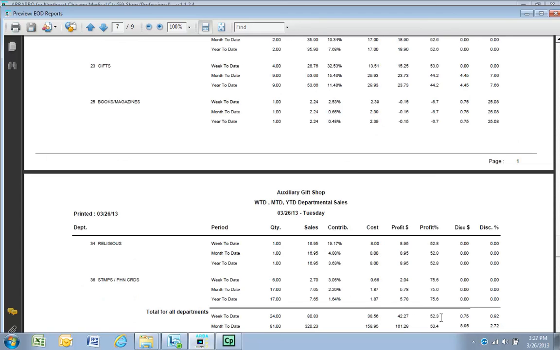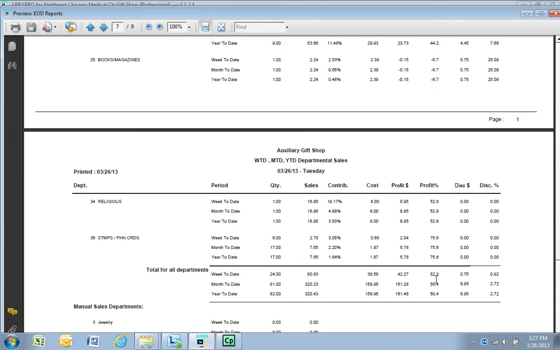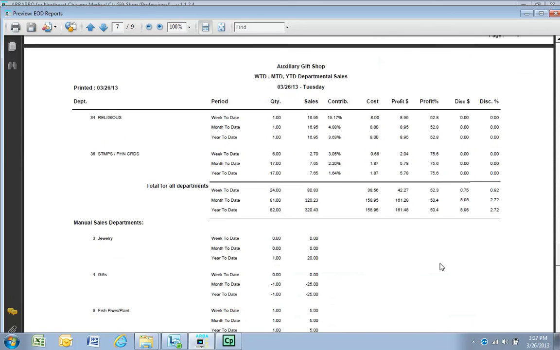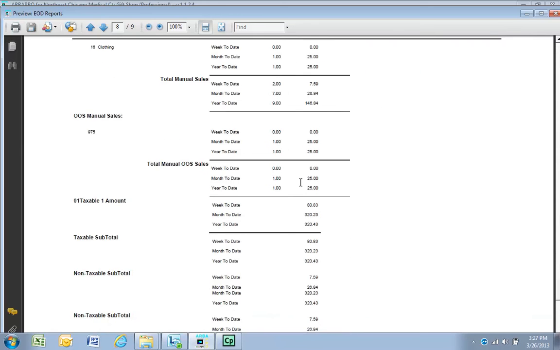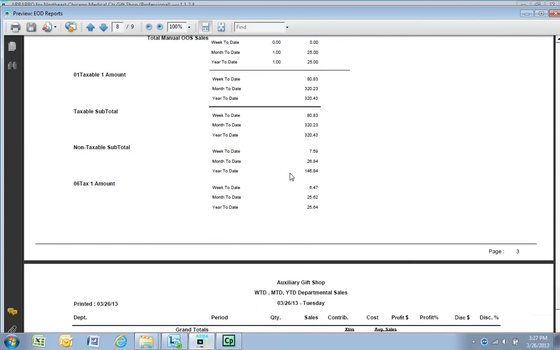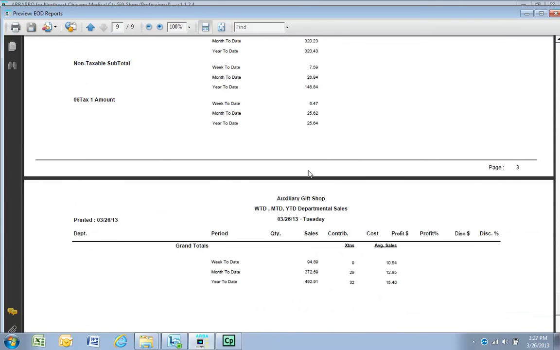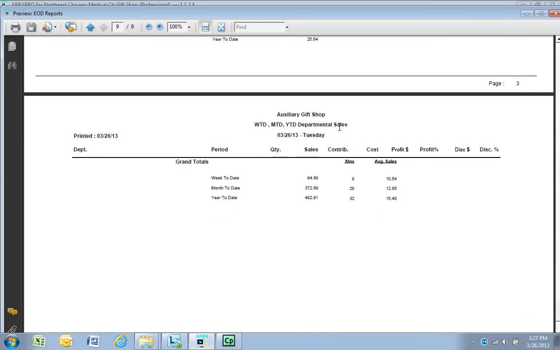And as we can see, the average gross profit for this particular retail business is running about 52.3%, which is a very good, very healthy number. Manual sales transactions, and then sales tax collected. This report is excellent for the end-of-the-month sales tax submission reports because it's going to give you your grand totals, your taxable and your non-taxable sales.